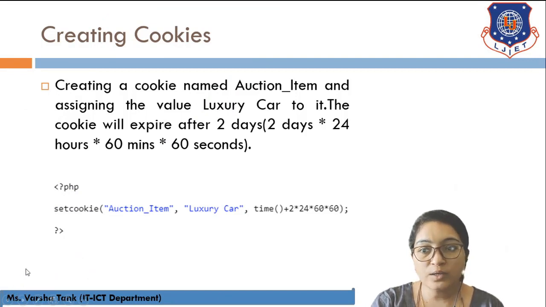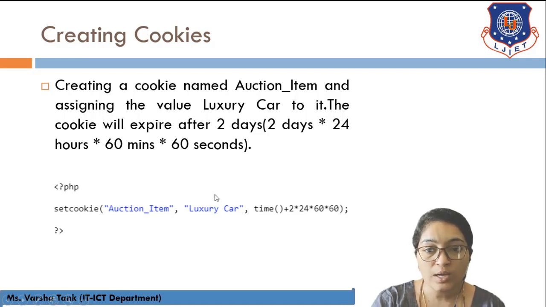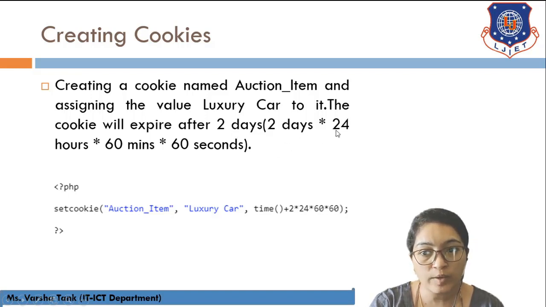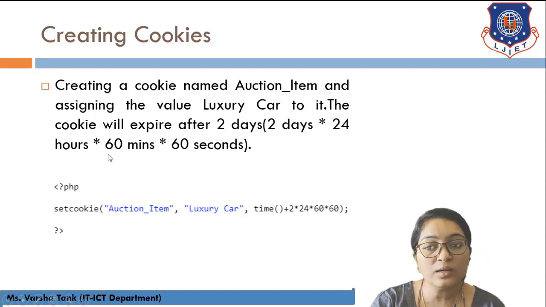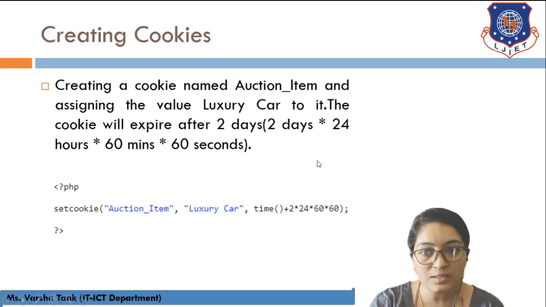Now, how to create the cookies? So creating a cookie named auction item and assigning the value luxury car to it. So here the cookie will expire after 2 days. Whenever you are defining the cookie, you have to write the time in seconds only. So here we are writing the time for the 2 days. For 2 days, we have to write 2 into 24, so 24 hours. Then in each and every hour there are 60 minutes and each minute has 60 seconds. So you have to write 2 into 24 into 60 into 60. So it will consider the time for the 2 days.